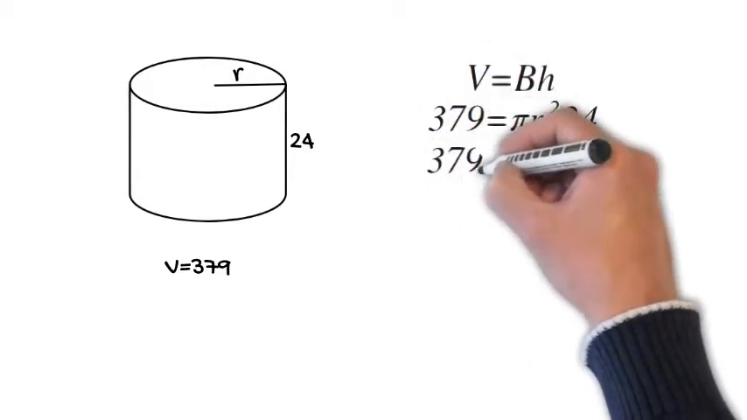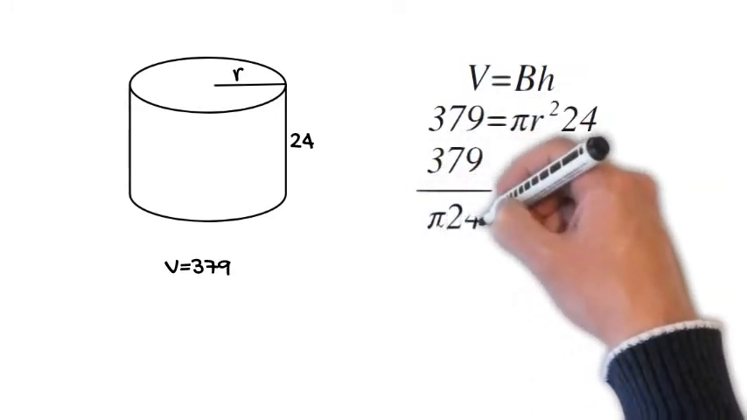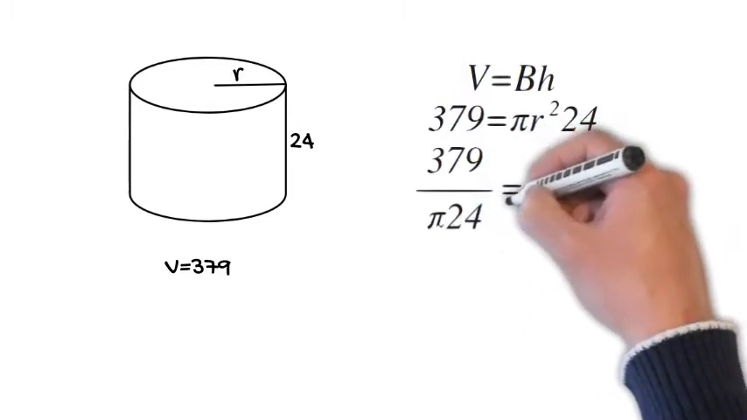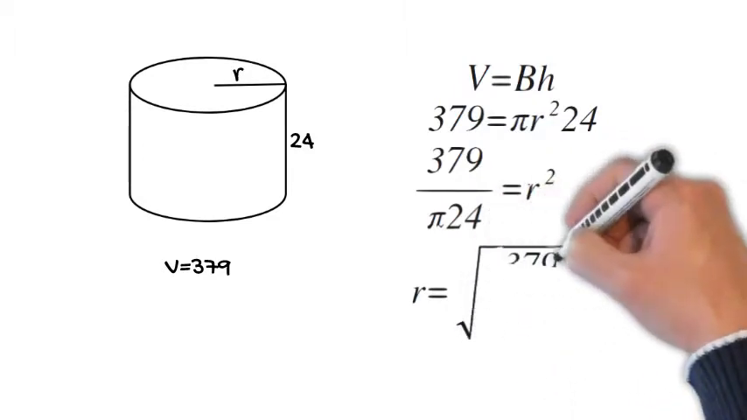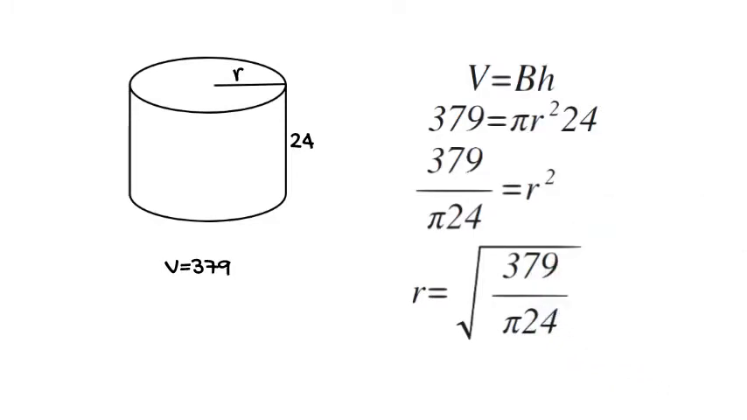Now we solve for r squared by dividing both sides by pi and 24. That gives us 379 over pi times 24 is equal to r squared. And then we take the square root of both sides. And that gives us r equals the square root of 379 over pi times 24.